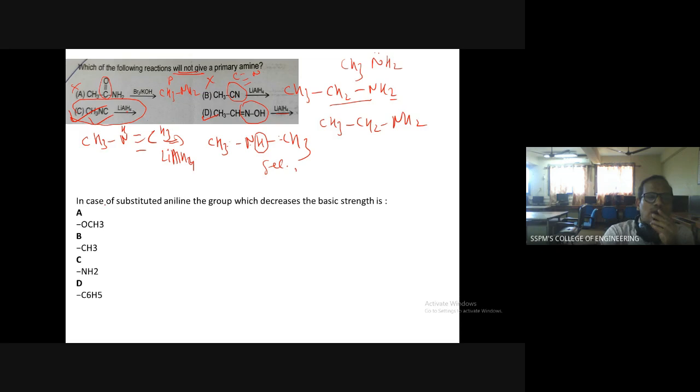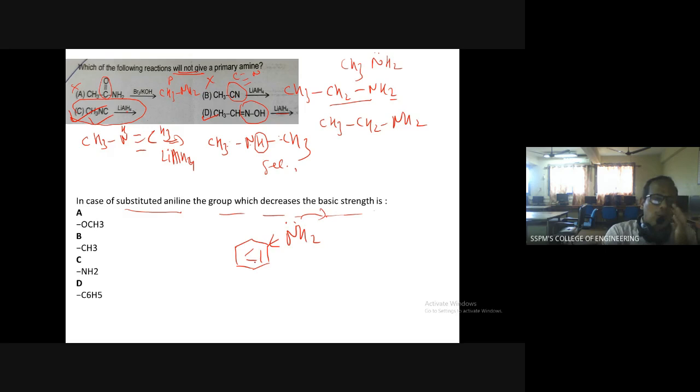Okay. Now next question. In case of substituted aniline, the group which decreases basic strength, substituted aniline. You see, this is the aniline compound, and some group will decrease basic strength. Basic strength म्हणजे काय? It's a tendency to donate electron. Electron donate करण्याची tendency किंवा proton absorb करण्याची tendency. कोण डिक्रीज करेल? असा ग्रुप जो इलेक्ट्रॉन आपल्याकडे खेचून घेईल. Okay, the group which will attract electron towards itself will decrease basic strength.